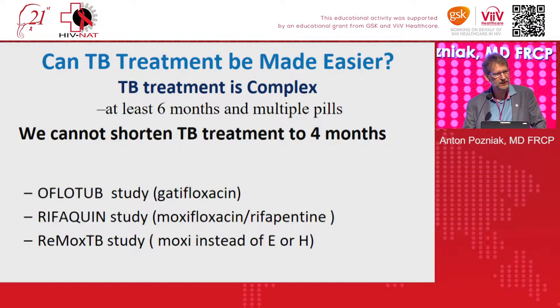So our pill burden for our patients can even be bigger than most. So one of the things is not only to shorten the amount of drugs to give, which has not been possible, but what about trying to shorten the time we give TB treatment? So people have looked at 4 months. Here's 3 studies. They all failed. We can't do it. We're still stuck with 6 months so far for drug-sensitive tuberculosis.